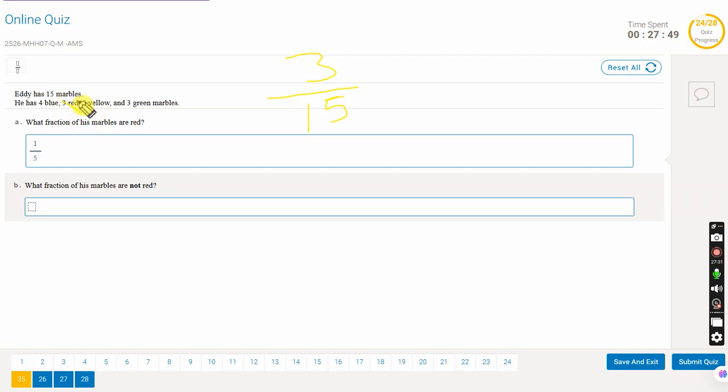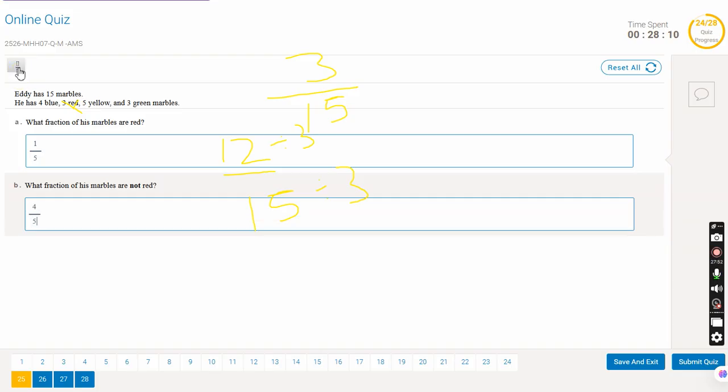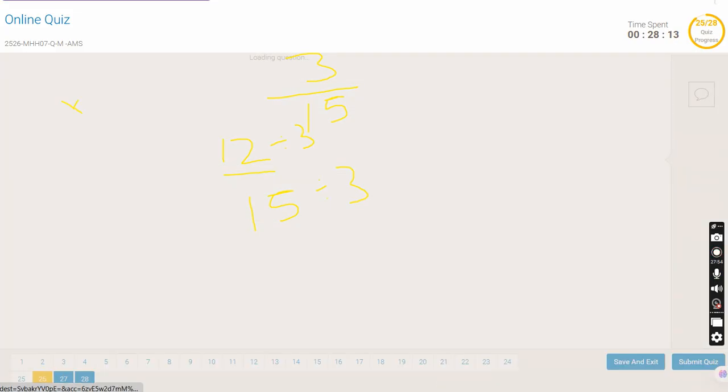The next fraction: the marbles that are not red. So remove the red and add the rest of them. What do you get? 12 over 15. Now again, 12 over 15: both the numbers above and below are in the multiplication table of 3. So you can divide here by 3, and divide here by 3. So what do you get? 4 over 5. So there you go, that's your answer for this one: 4 over 5.